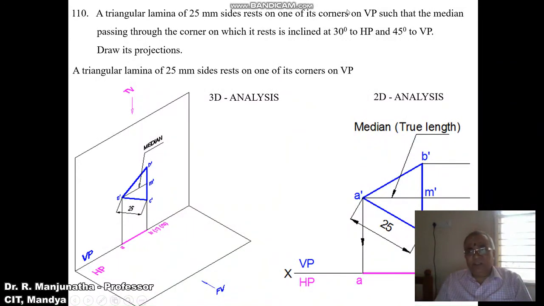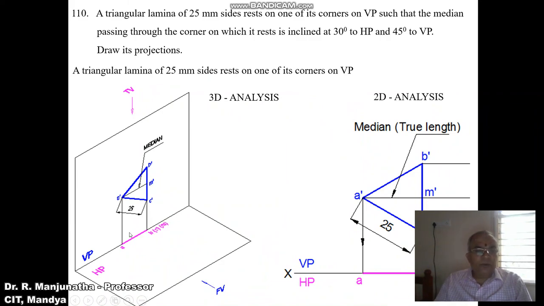But it is resting on one of its corners on VP. Since it is the odd number, whether it is corner or the edge, the corner opposite is always the edge. So therefore, first we will draw a vertical line, so that in the vertical plane you are going to get the true length, and then you construct the triangle. And then when you look from the top view, you can see AB is near to the observer, so AB is visible, and C dash and M dash are away from the observer, so C and M are in bracket.